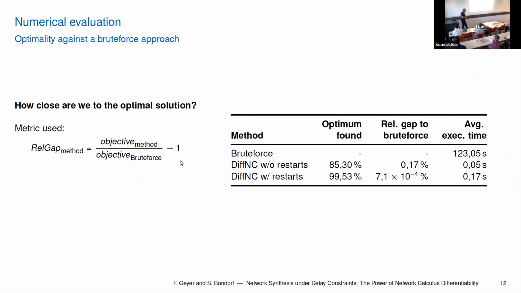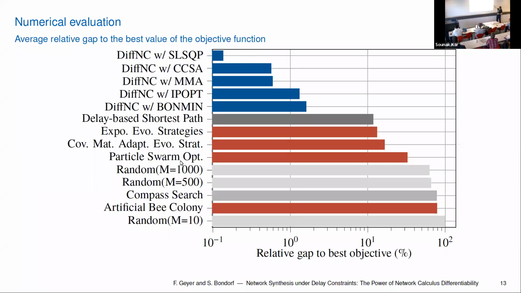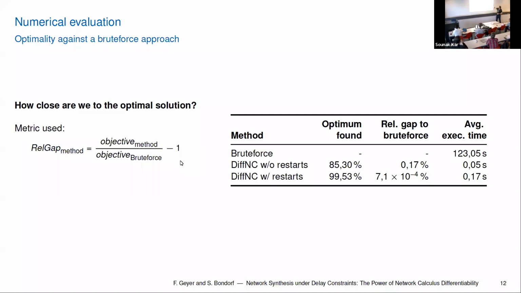The metric again, how close are we? Like before, a relative gap, defined a little bit differently. We can get really close, and really, really close with two different versions, without restarts and with restarts. So to make a connection to the previous talk, there might be local minima we might be stuck in.